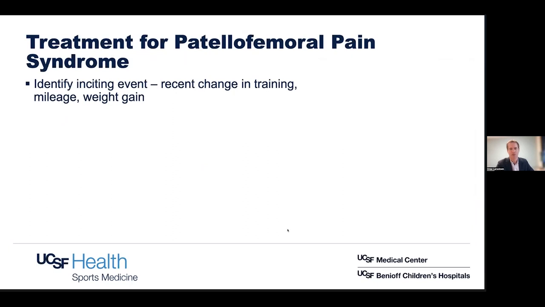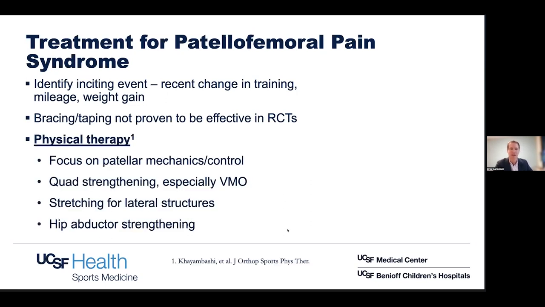And then treatment. So number one, I would try to identify that inciting event. Like, is this ramping up training too fast? Is it gaining weight? Is it adding too much? And try to, you know, identify that, undo it, and then gradually ramp back up. Bracing and taping is not really shown to be effective, but physical therapy will be our mainstay. And so this is patellar mechanics control, quad strengthening, especially the VMO, stretching the lateral structures and hip abductor strengthening.